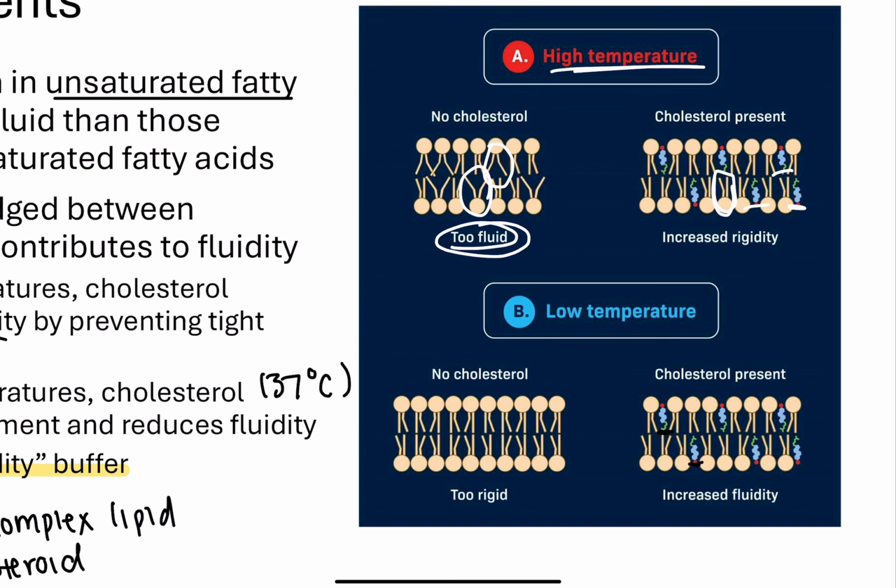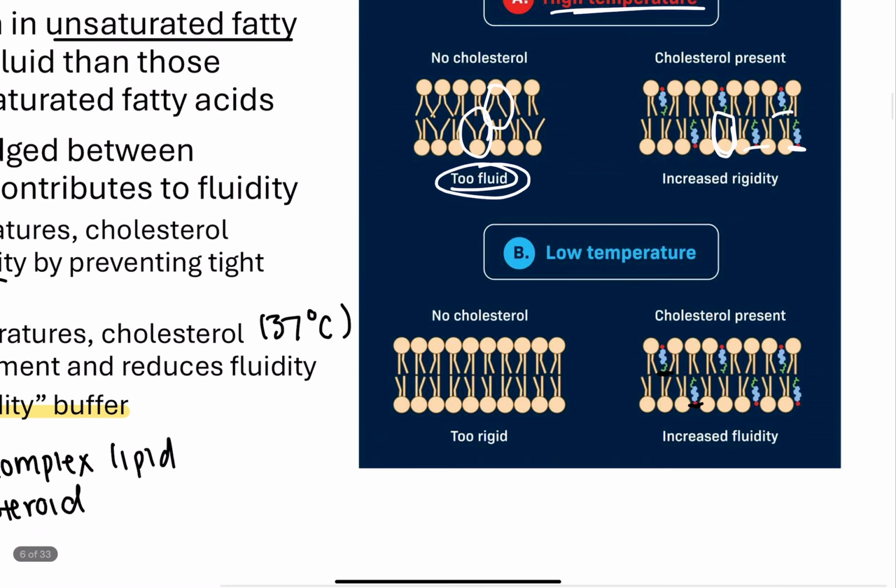And then when we are in low temperatures, our membrane is going to become more rigid, and there's no cholesterol that stops it from being this rigid. So our membrane, look at its hydrophobic region. It's really tightly packed. But when we have cholesterol wedged in between it, it's going to increase the fluidity that we see. And that is why it is known as a fluidity buffer.